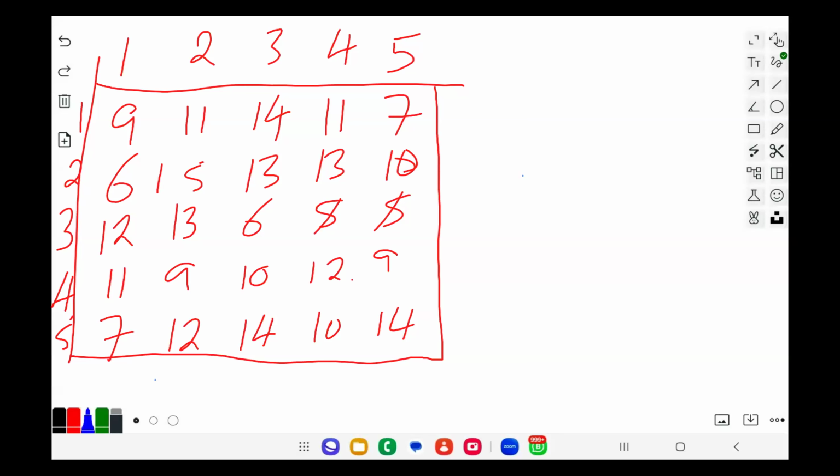Okay. These are the steps that you have to follow, and you should write them down.